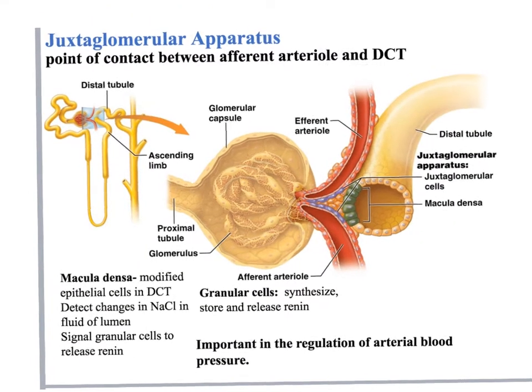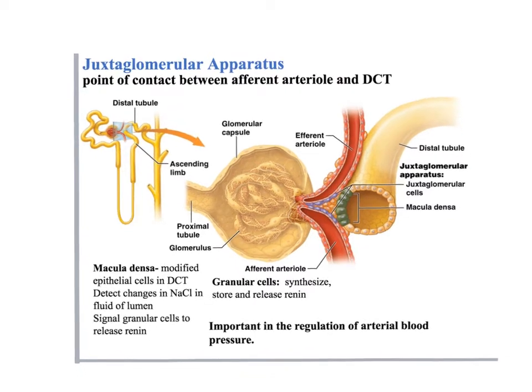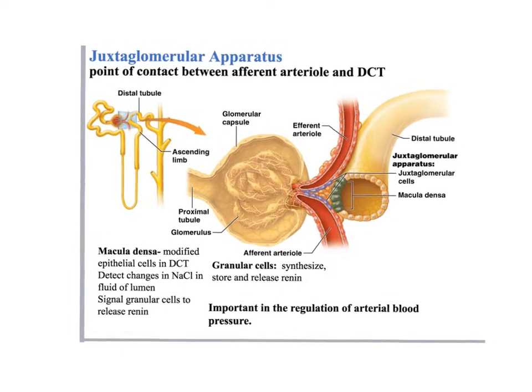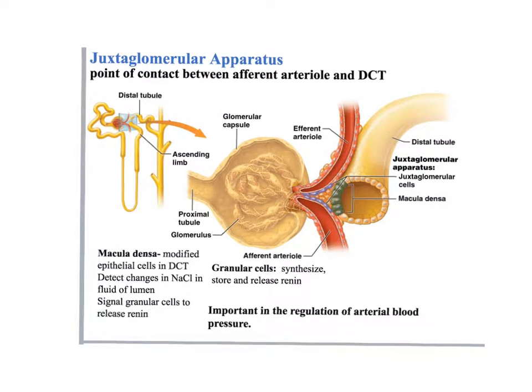And that's what's called the juxtaglomerular apparatus. Okay? So it's a point of contact between the afferent arteriole and the distal convoluted tubule. So where it comes back before it enters a collecting duct, right here, okay, it goes in close proximity to the afferent arteriole and the efferent arteriole. And within that, there's a group of cells called the macula densa. They are modified epithelial cells, and they work to detect changes in sodium and chlorine ions within the fluid here.